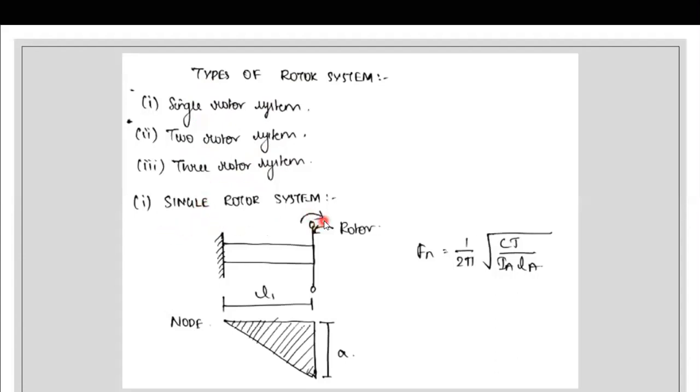So in single rotor system, shaft will be fixed at one end, and at the other end, the rotor will be rotating. So rotor can rotate in clockwise or anti-clockwise direction. So what happens is when the rotor rotates or twists, then there would be a twisting moment created along the length of this shaft. So length of the shaft can be written as L or L1, anything we can write. So what happens here is the twisting moment will be maximum at the end of the rotor.